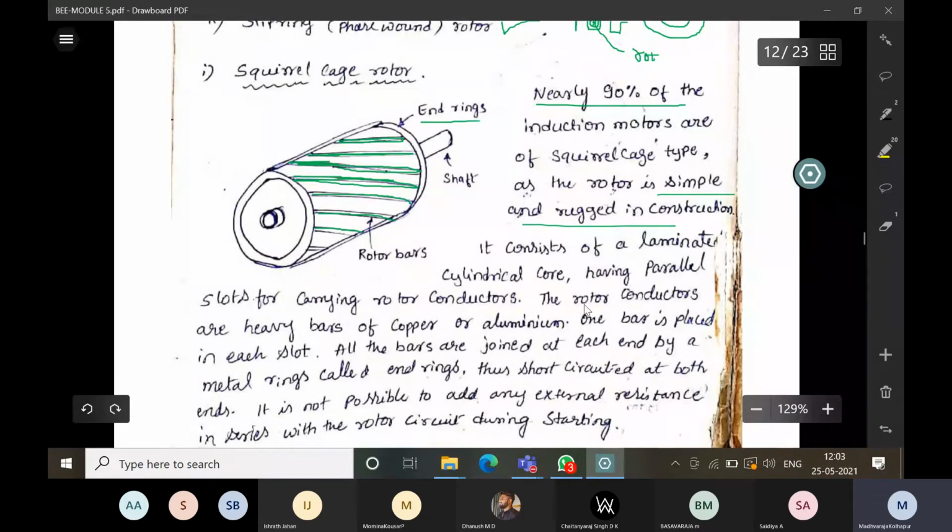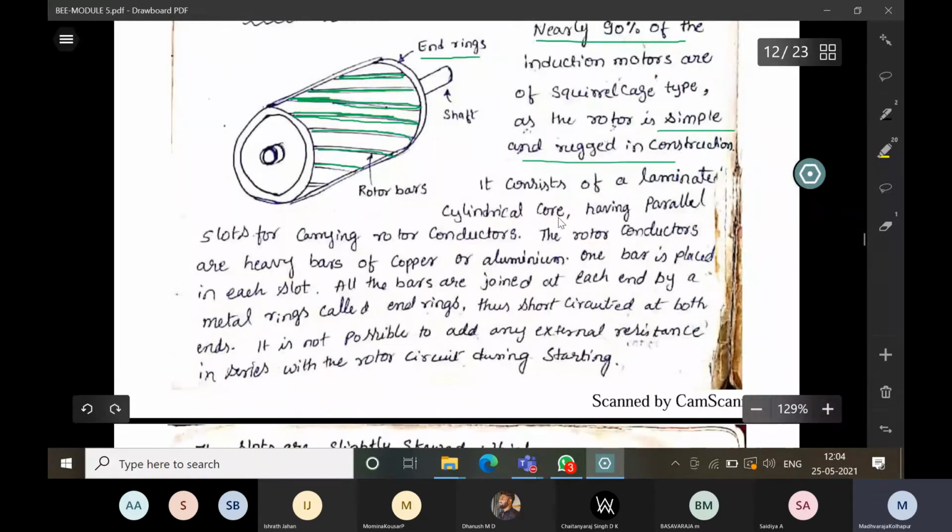It consists of a laminated cylindrical core having parallel slots. These are the parallel slots. Inside the slots, the conductors are embedded. You can use either copper or aluminum conductors embedded in these slots. One bar is placed in each slot, and all the bars are joined at the ends by a metal ring, called the end ring. Thus they are short circuited at both ends.